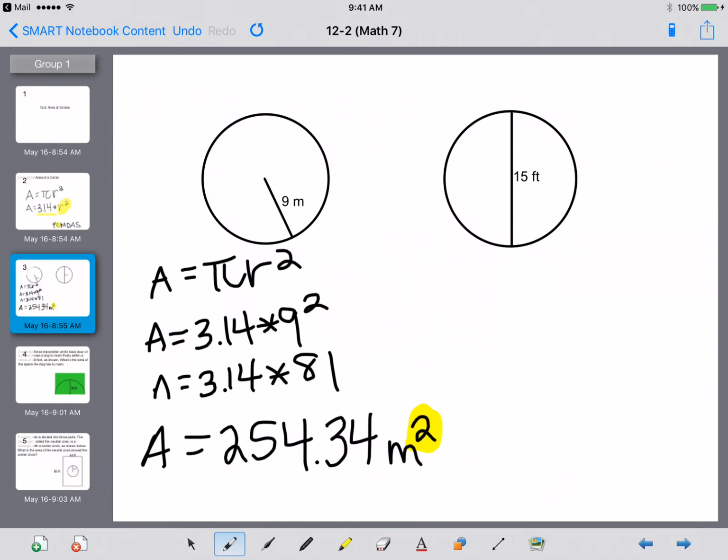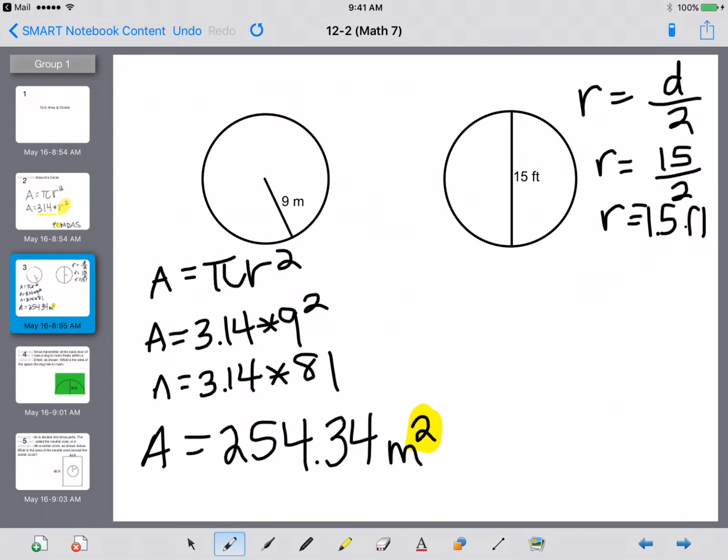Okay, over here we have 15, but we don't have our radius because 15 is our diameter. But remember, your diameter is 2 times your radius, or your radius is half of your diameter. So to figure out your radius, you take your diameter divided by 2. So our radius is 15 divided by 2, or 7.5 feet. Sweet.